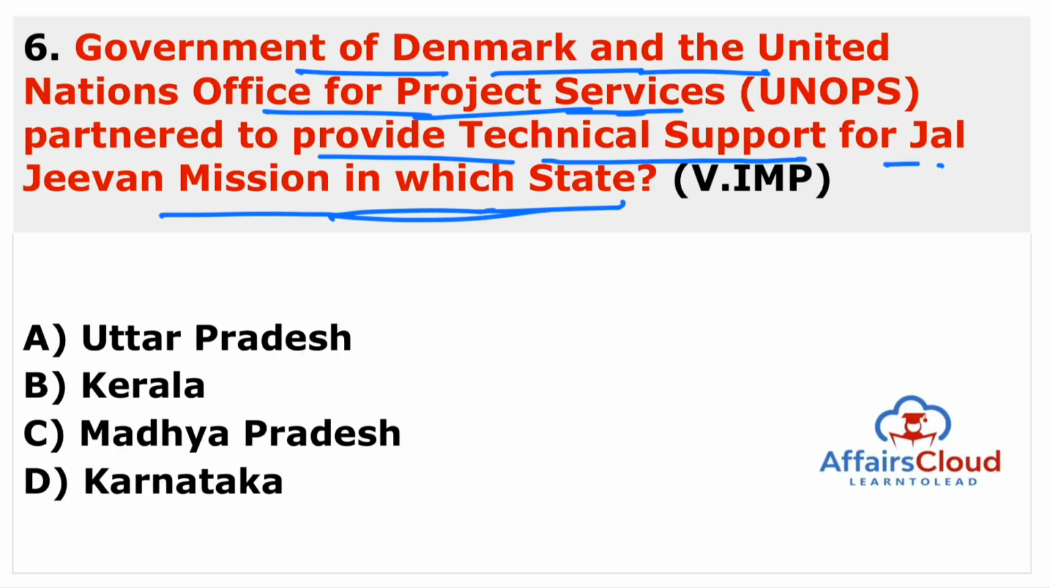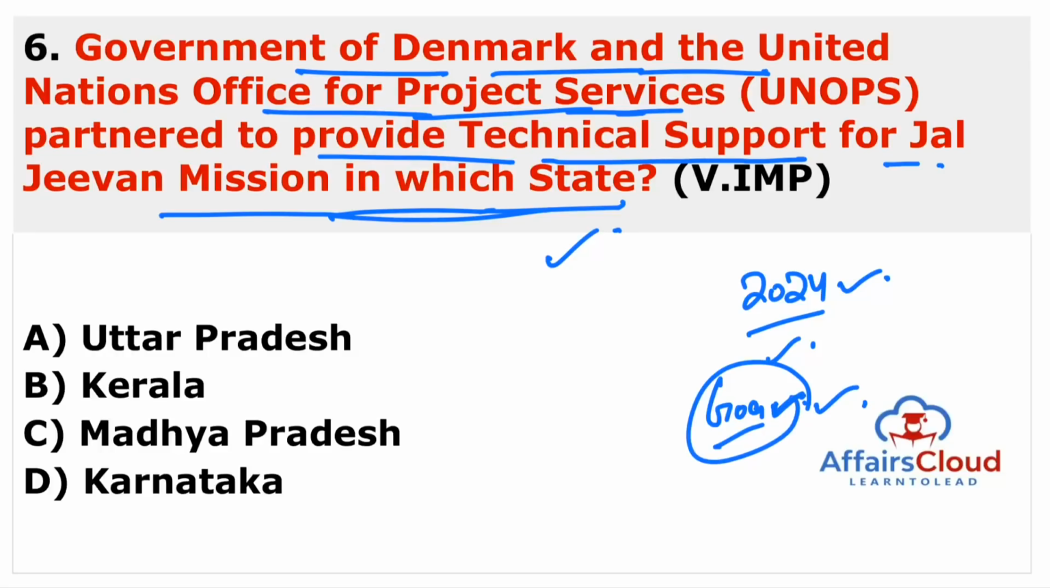So they are providing technical support to achieve this Jal Jeevan Mission in a particular state. According to Jal Jeevan Mission, we have to provide tap water in all the rural areas by the year 2024, and Goa became the first state to provide functional tap water to all the households of the state. So Goa is the first state, and the state for which Denmark is providing the technical support is Uttar Pradesh. So the answer to this question is A.